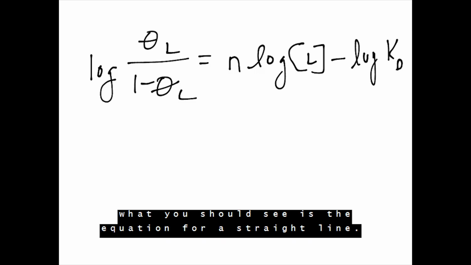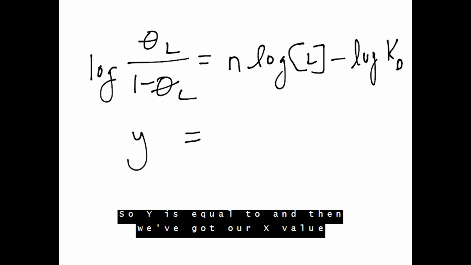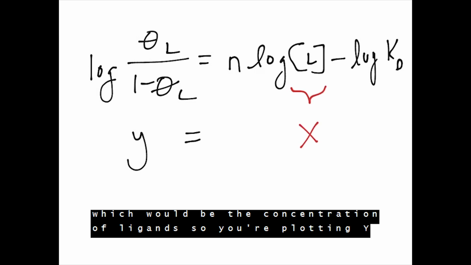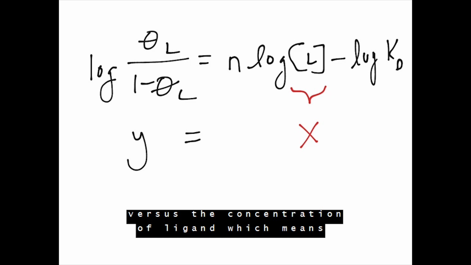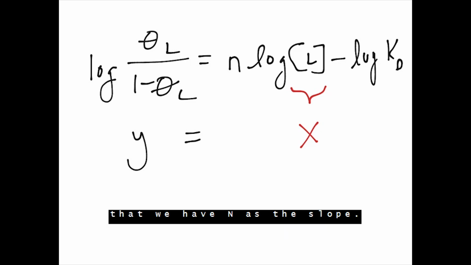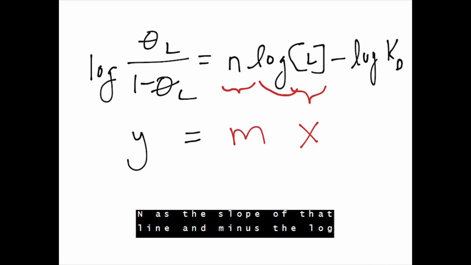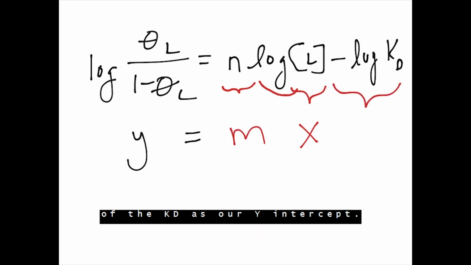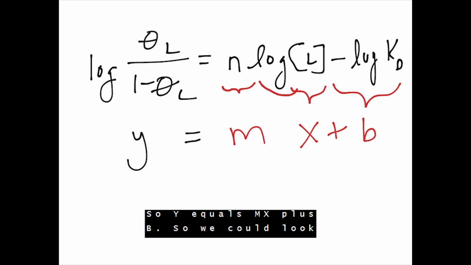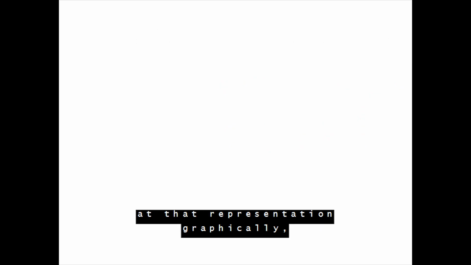And when you look at this, what you should see is the equation for a straight line. So y is equal to, and then we've got our x value, which would be the log of the concentration of ligand. So you're plotting y versus the log of the concentration of ligand, which means that we have N as the slope. Sorry, I should have included the log there. N as the slope of that line, and minus the log of the KD as our y-intercept. So y equals mx plus b.